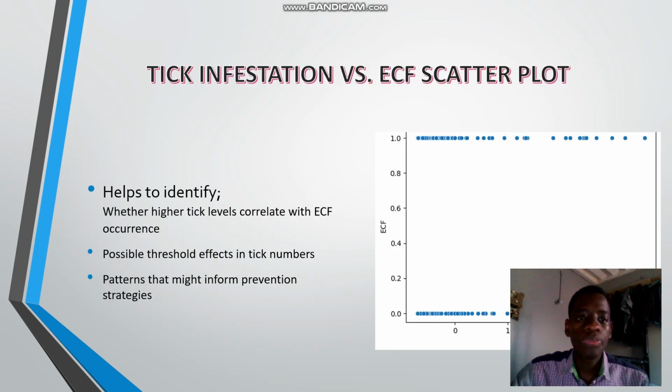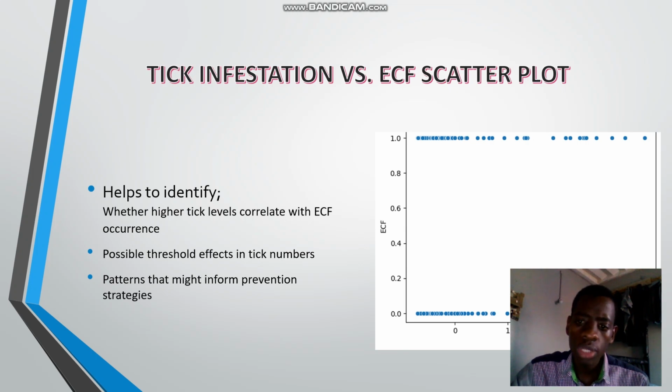We are going to take the tick infestation versus the ECF scatter plot. This is the scatter plot which examines the relationship between the tick infestation levels and ECF occurrence. Each point represents an individual case, with the x-axis being the tick infestation level, and the y-axis being the ECF status, which is either 1 or 0.